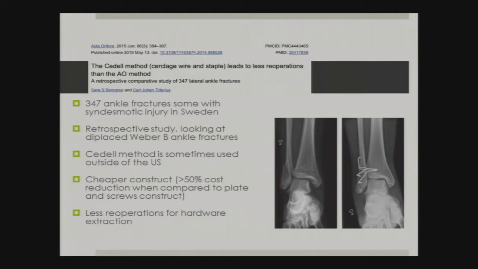So this was a series of 347 ankle fractures. Retrospective study that looked at these Weber B fibular fractures that had syndesmotic injury. Syndel method, like I said, is used, what I could find, mainly in Sweden. And their points were that it was a cheaper construct that reduced the cost by almost 50%, and that there ended up being less reoperations for hardware extraction as well.